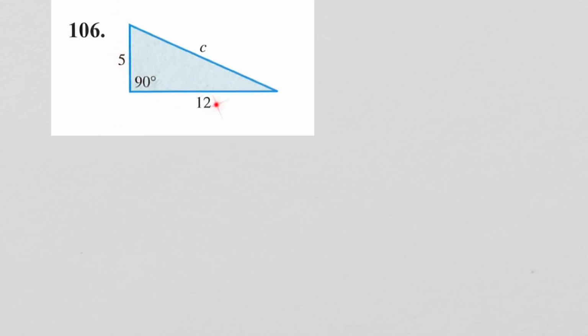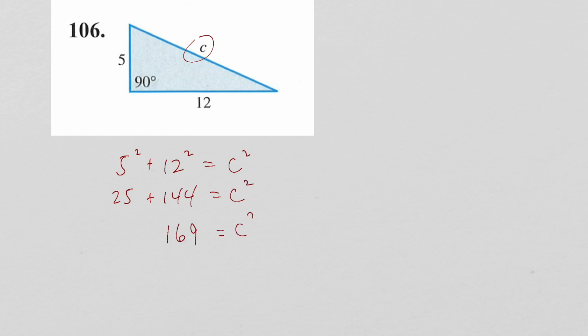Okay, here are the legs. So 5 squared plus 12 squared is equal to the square of the hypotenuse, which is this. 25 plus 144 is c squared. So that means that c is equal to the square root of 169, which is 13.